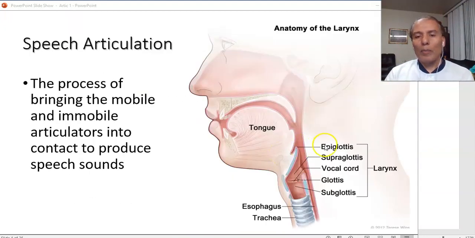Just to explain the different parts of the vocal tract here, I will mention them later. So you have the pharynx. The pharynx is the vertical tube that starts above the vocal folds and goes all the way to the back of the nasal cavity. So the back of the nasal cavity here.